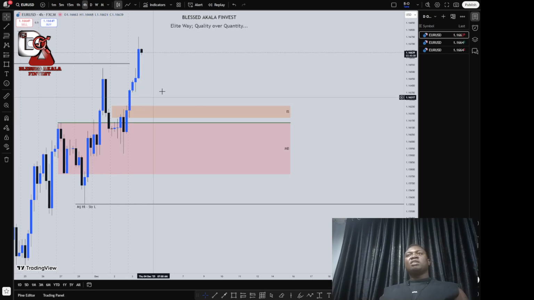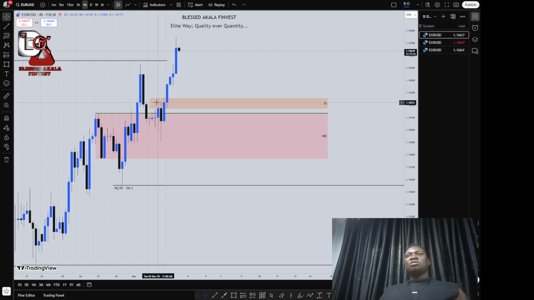So having this level, as we can see, this internal structure on 4 hour plus this other block that we have here, then we can automatically say that here is our level on 4 hour. Here is another level. This is another block.